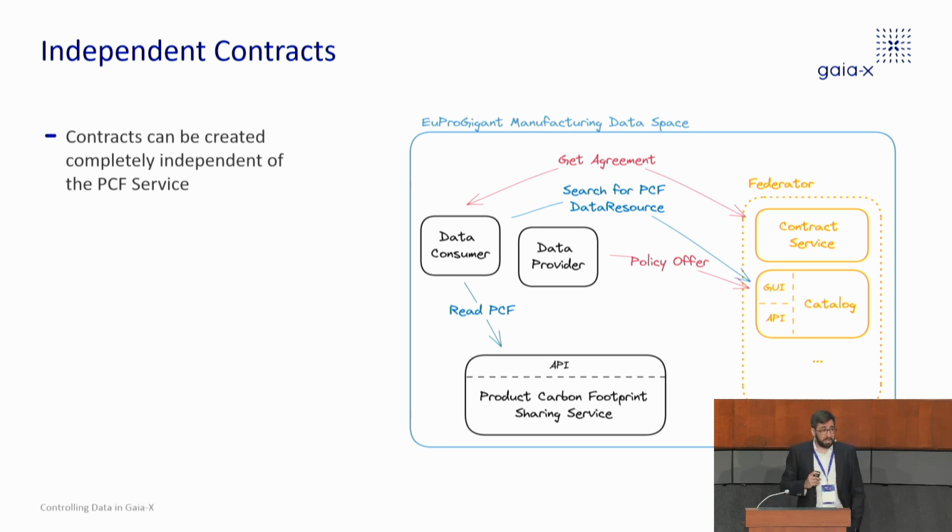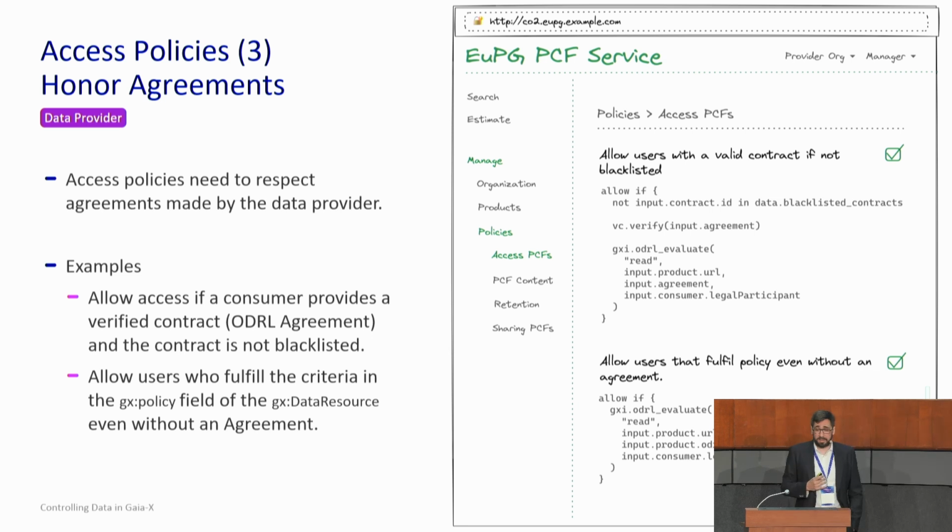Then the other thing is, now I talked about the policies we put on the data resource, but the policies don't necessarily have to do anything with us. So for example, the data provider can just add a policy offer to the catalog. The data consumer then sees that and gets an agreement with a contract service, or the contracting service from the federator. But if the data consumer then wants to access the data, we should respect this agreement. And this is where the last part of the access policies comes into play. This is where we implement that these agreements should be honored.